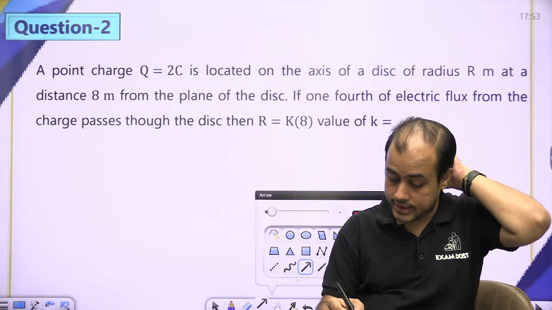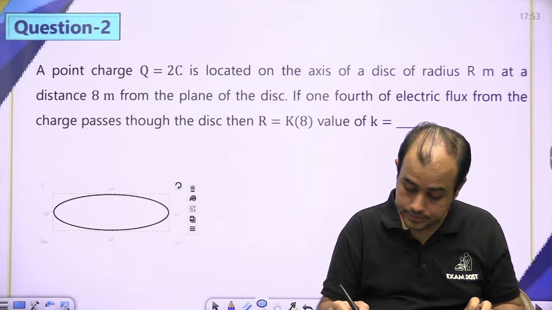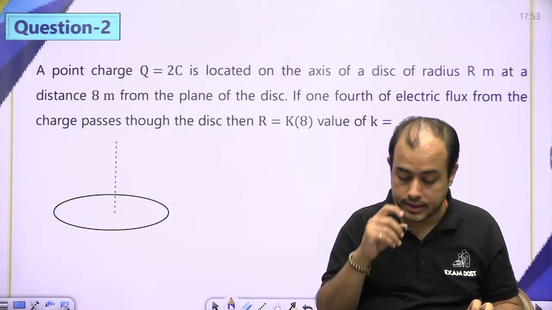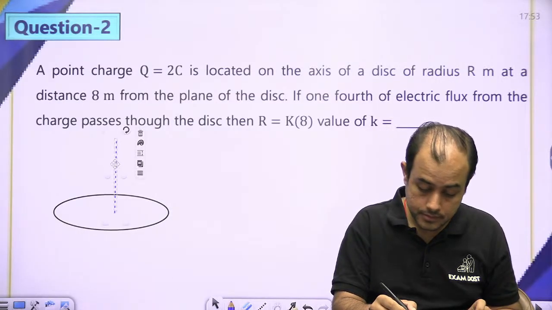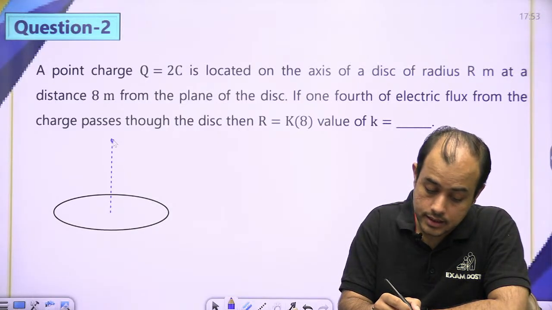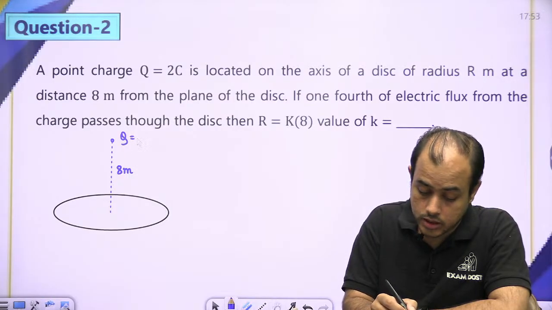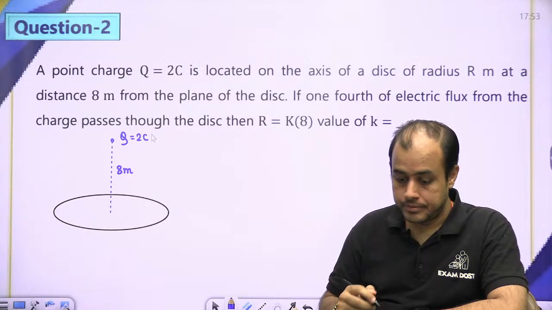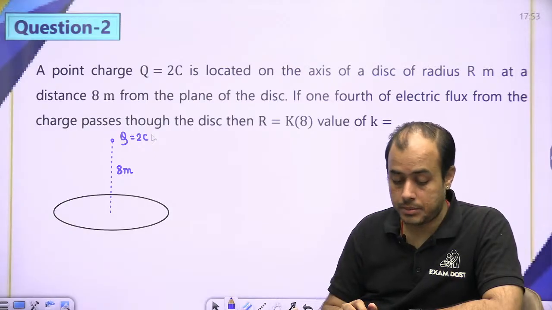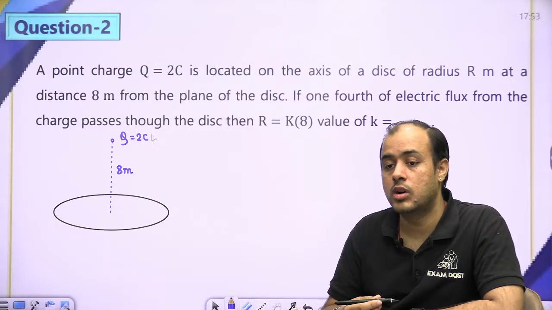So basically what it says is, this is a disk. Now beta, I have a point charge along the axis of the disk. ठीक है, at a distance 8 meter, we have a charge equal to 2 coulomb. Now, 1/4 of the electric flux from the charge passes through the disk. That means the flux will be Q by 4. Flux हुआ Q by 4.